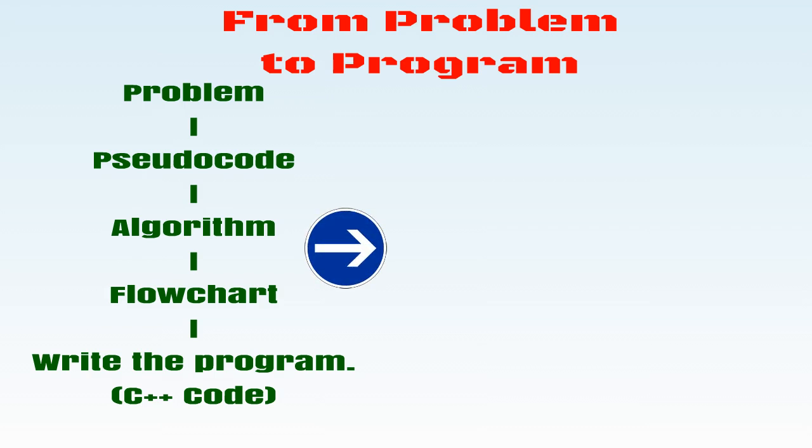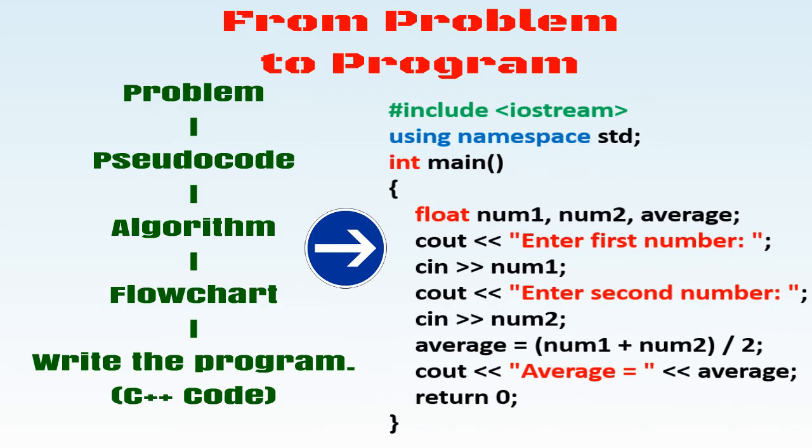Using C++, our solution becomes: Don't worry if this code looks unfamiliar. We'll explain every single line in the next lesson. For now, remember just two important statements. cin is used to receive input from the user. cout is used to display output on the screen.